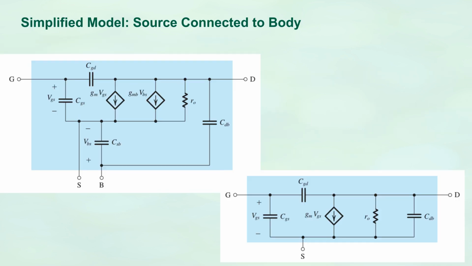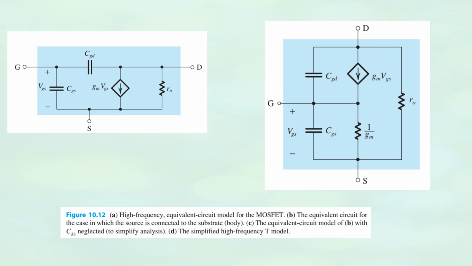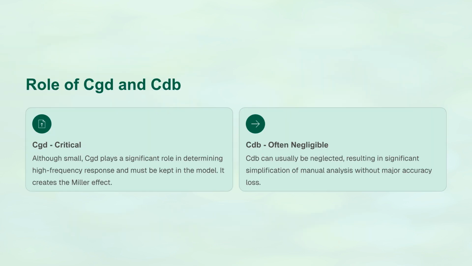SPICE. When the source is connected to the body, the CSB and VSB terms are eliminated. The resulting simplified model retains CGD and CDB, streamlining the circuit for further analysis. The high-frequency equivalent circuit can be further simplified. Often, CDB is neglected to ease manual analysis, leading to a common simplified model. And finally, the high-frequency T model.